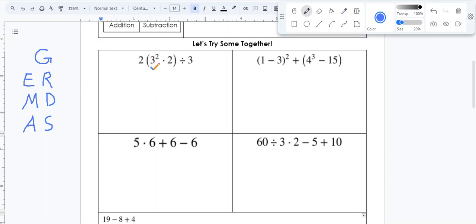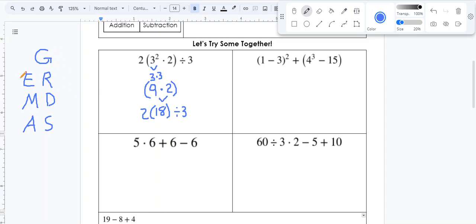So I'm going to do 3 squared first. 3 squared means 3 times 3, and 3 times 3 is 9. All right, and I'm still working inside this parentheses. So now I can multiply these to finish out my parentheses. 9 times 2 is 18. All right, and then I can bring everything else down. I want to bring down that 2, and I want to bring down that divided by 3. Okay, so now I'm done with my groupings.